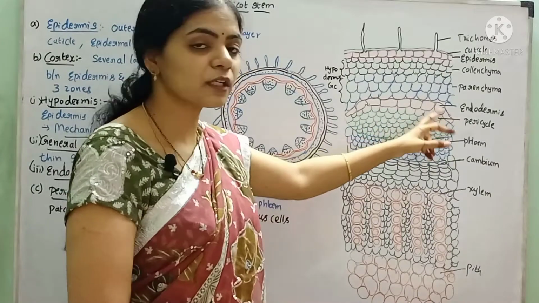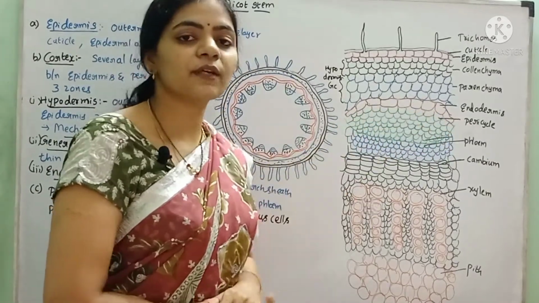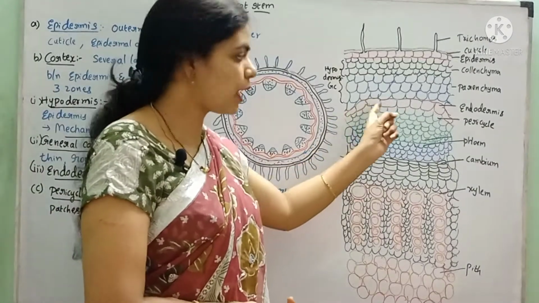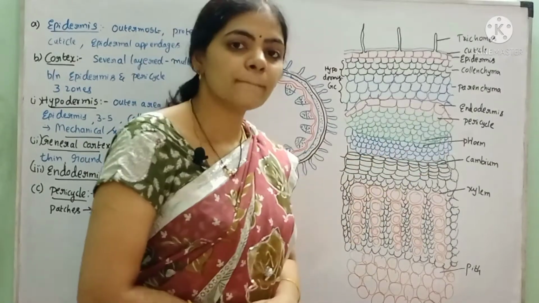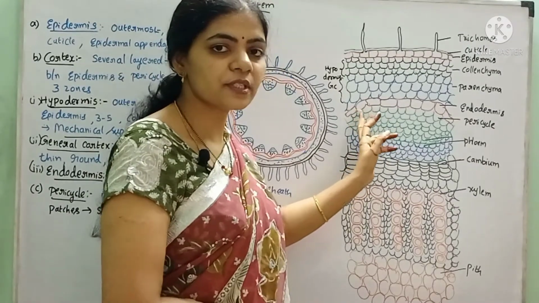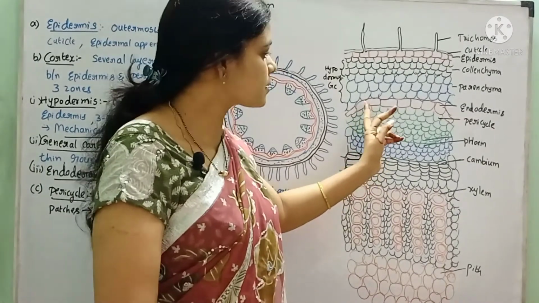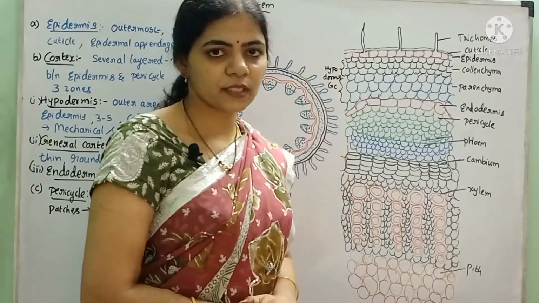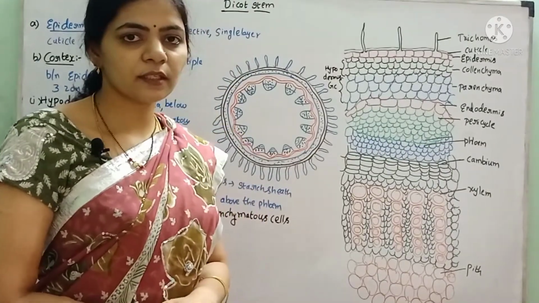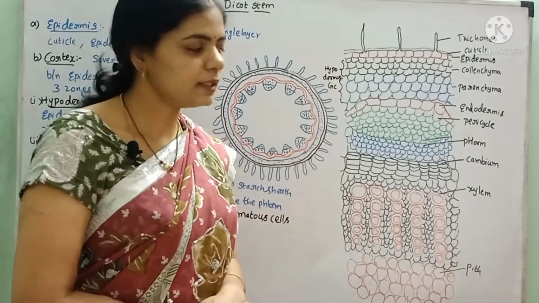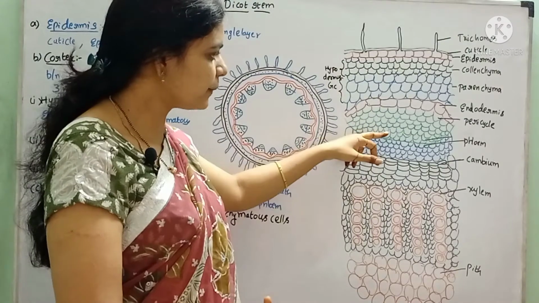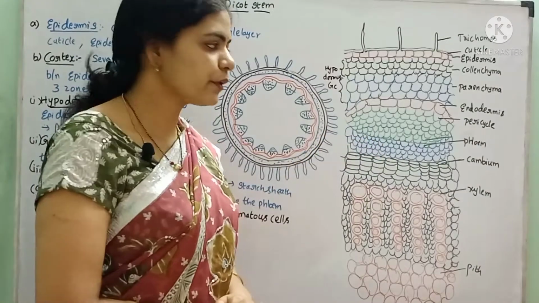Next to the general cortex, the endodermis is present. What is the innermost layer of the cortex? The innermost layer of the cortex is nothing but the endodermis, which consists of barrel-shaped cells. The cells of this endodermis consist of starch grains. Hence, this endodermis is also called the starch sheath. What is another name for the endodermis? We can also call it a starch sheath. This endodermis is present between the pericycle and general cortex.